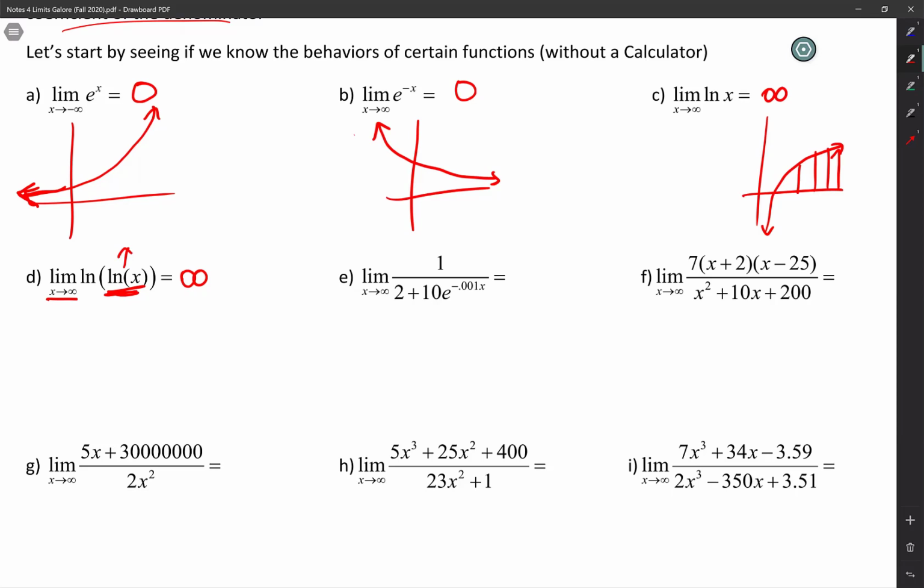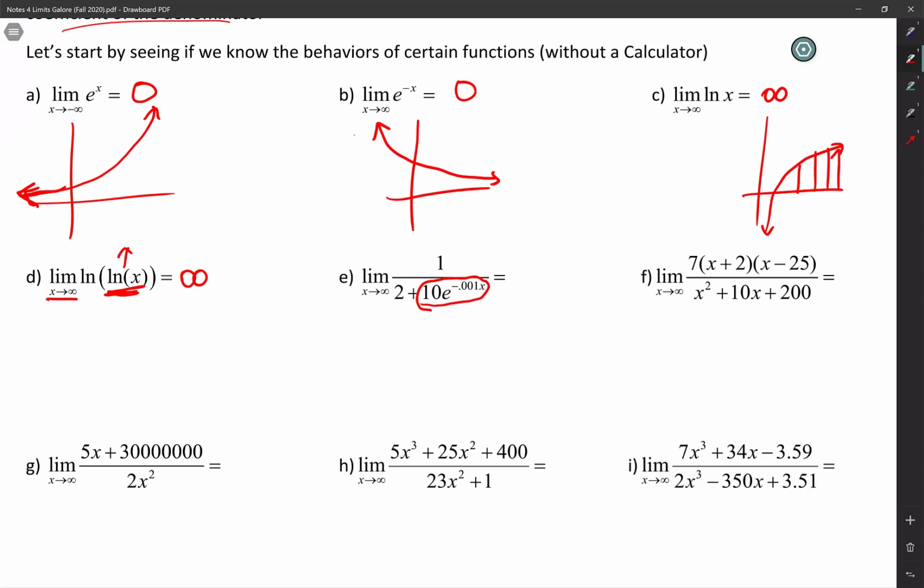All right, so let's see if we understand this now. So I have this limit for letter E as x approaches infinity, and I have 10 e to the negative 0.0001 x. I think I added an extra 0. It's okay, no big deal. They all look the same.